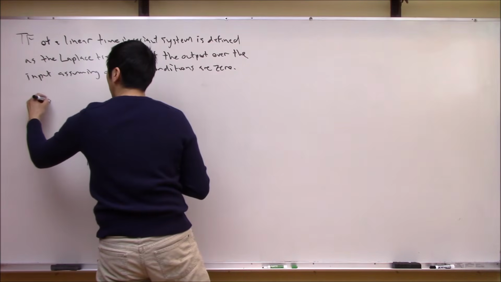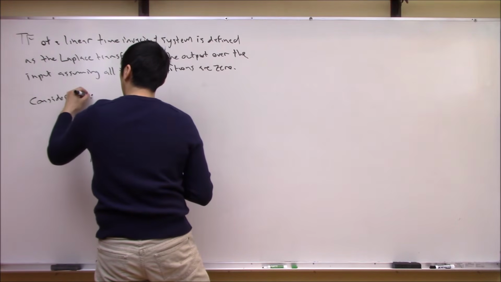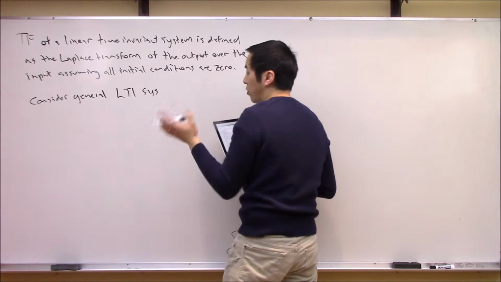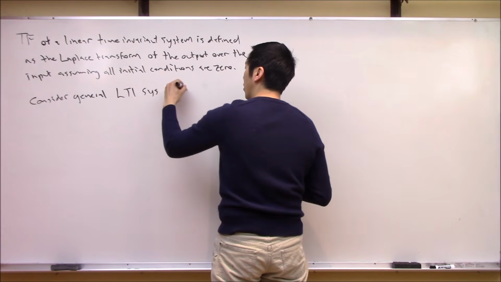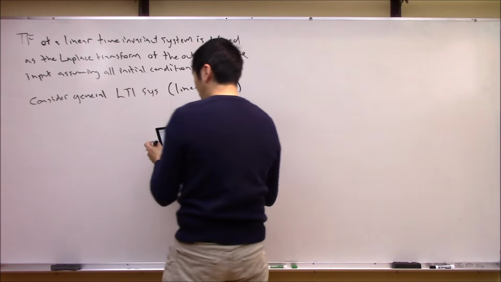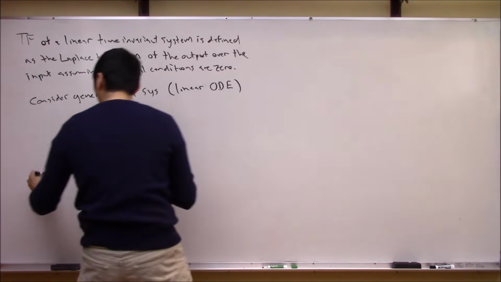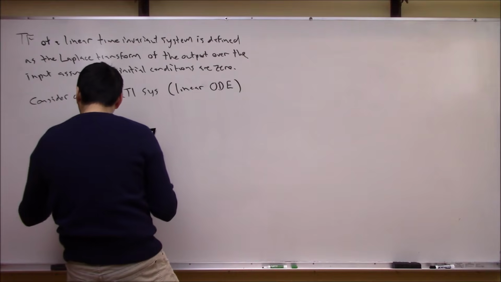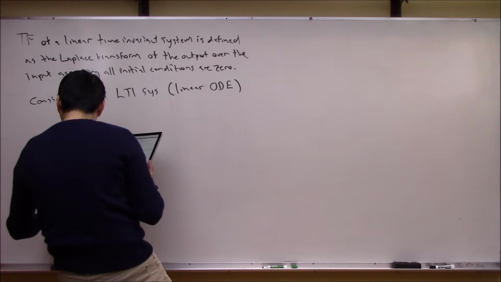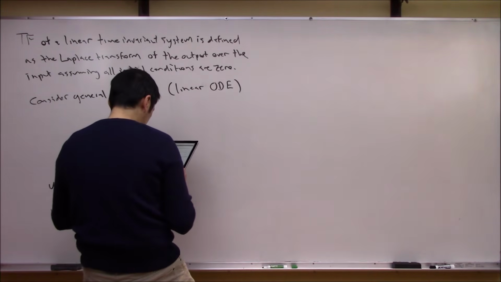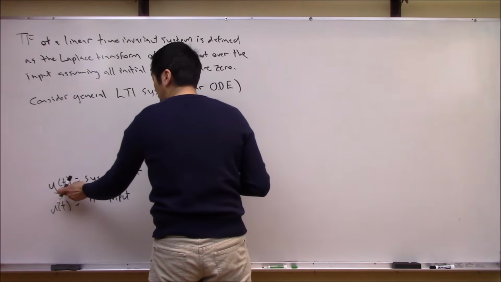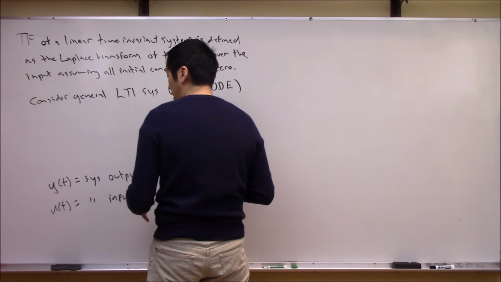So consider a general LTI, or linear time invariant system. And again, we saw that what you're talking about is a linear ordinary differential equation. A linear ordinary differential equation has this form. If y of t is the system output and u of t is the system input, what a linear differential equation looks like is basically derivatives of the output signal linearly combined.